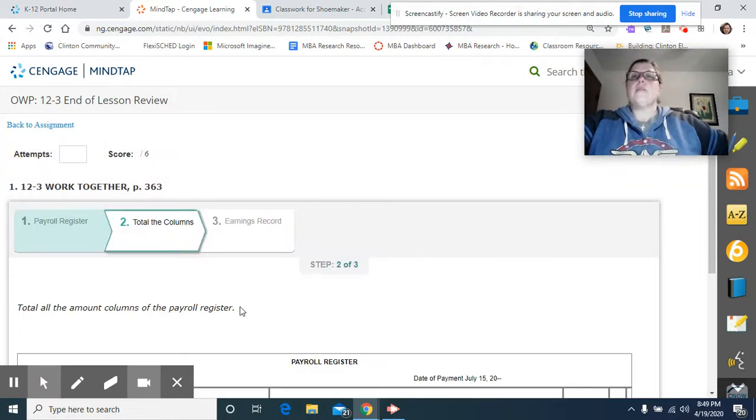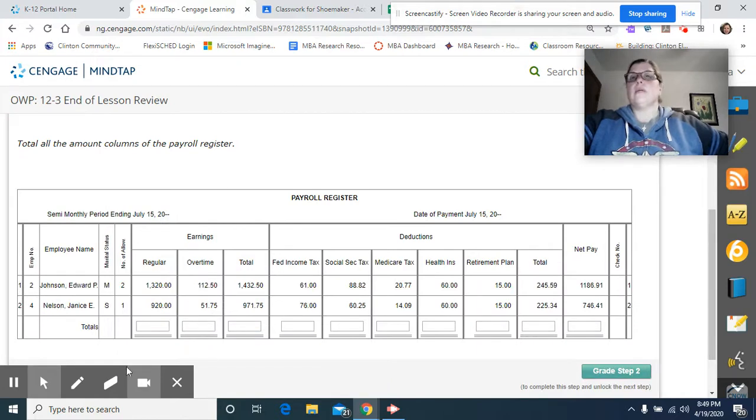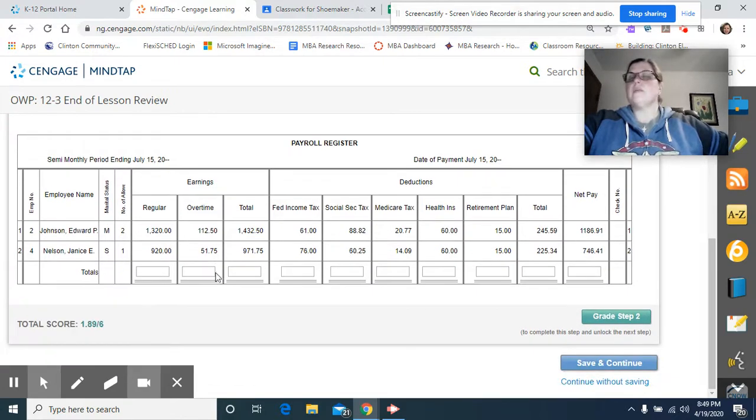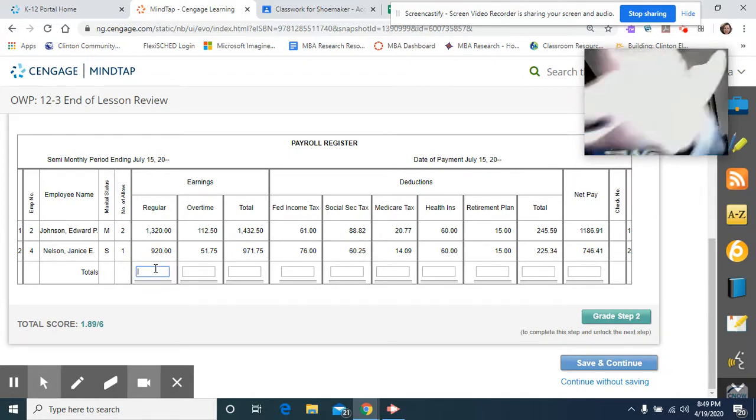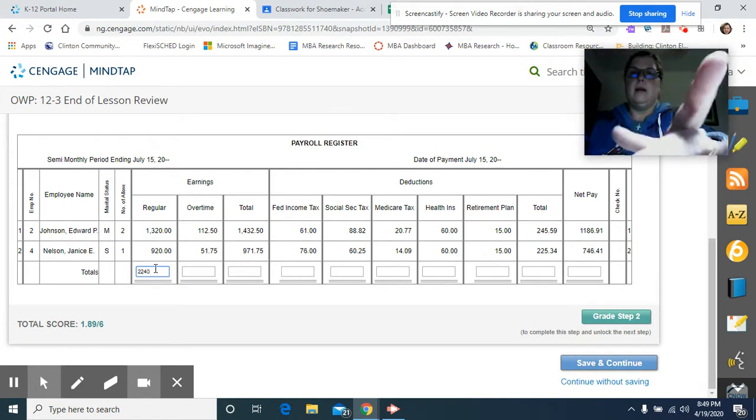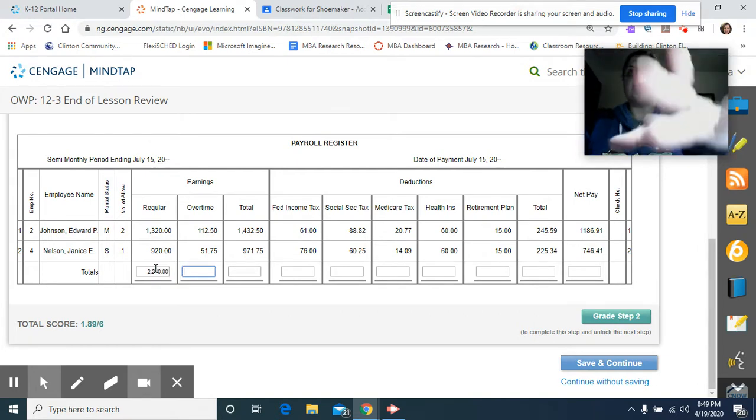So in the next step, we're going to total the columns, and that is literally just adding these all up. So you're just going to add the columns all the way down. For time's sake, I'm just going to type in the answers from the answer key because it is simple addition.